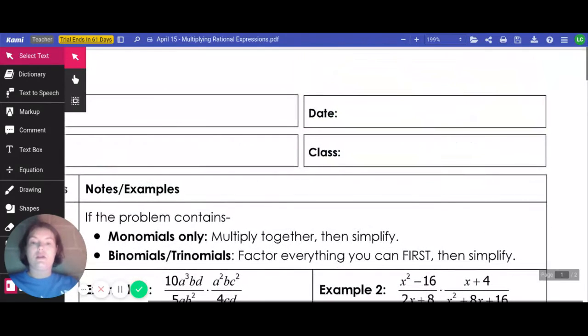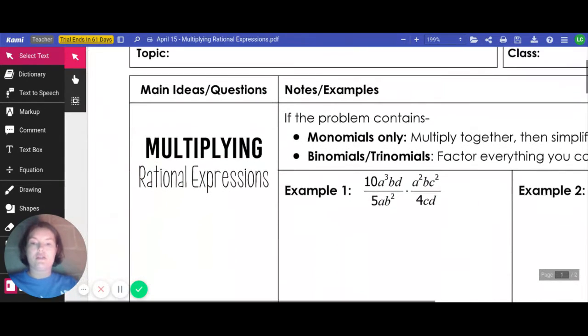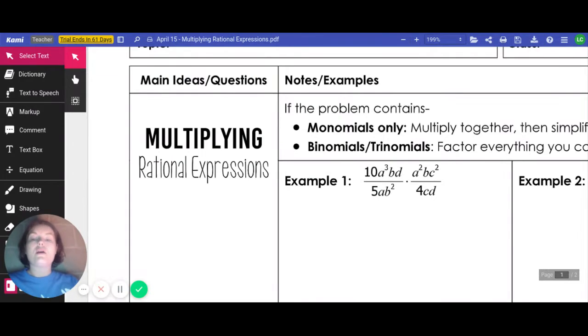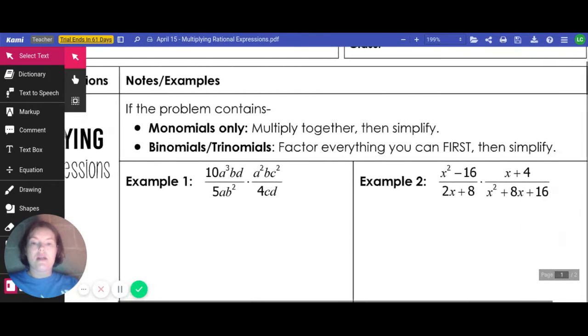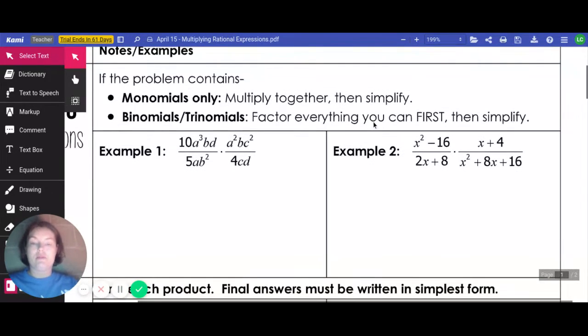This is the multiplying rational expressions practice sheet. It says, if the problem contains monomials only, multiply them together, then simplify. If it's binomials and trinomials multiplying together, you factor everything you can first, then simplify. So if we look at example 1, these are all monomials.